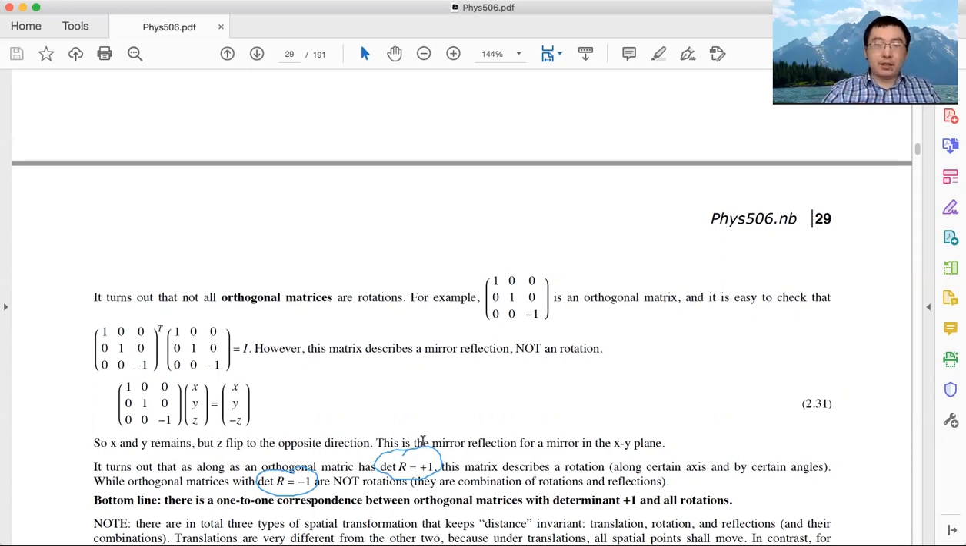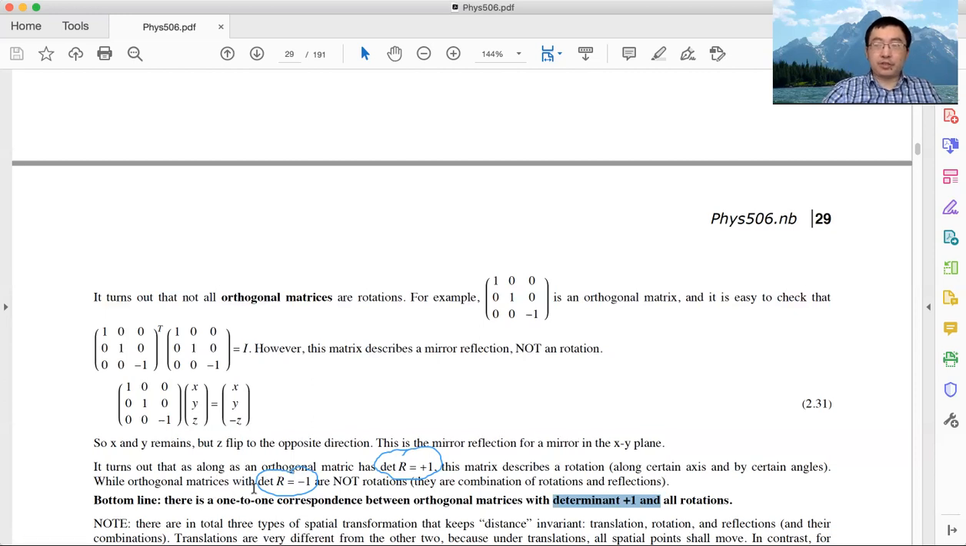So the bottom line: rotations and orthogonal matrices with determinant +1 have a 1-to-1 correspondence. Every rotation corresponds to an orthogonal matrix with determinant +1, and vice versa. Every orthogonal matrix, as long as the determinant is +1, corresponds to a rotation. And for determinant -1, you can always separate them into a rotation followed by a mirror, or a mirror followed by a rotation.